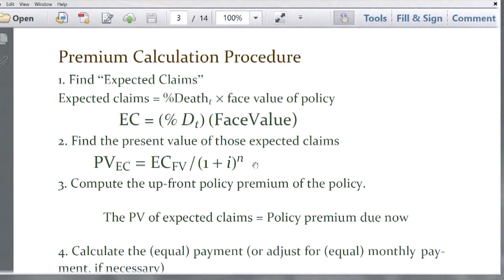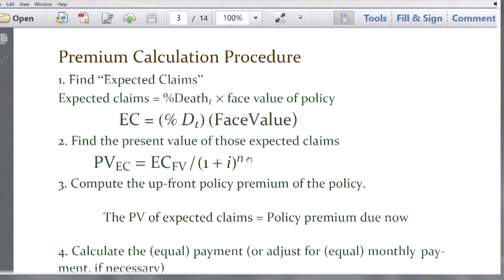Now, once we have those expected claims occurring at each of those time periods, 36, 37, 38, 39, and 40, the next step is to find the present value of those sums of money that occur at those points in time. All we are doing at that point is using the single sum equation that you've seen many times before and simply discounting them appropriately back to the starting point, which is 35 in this case.